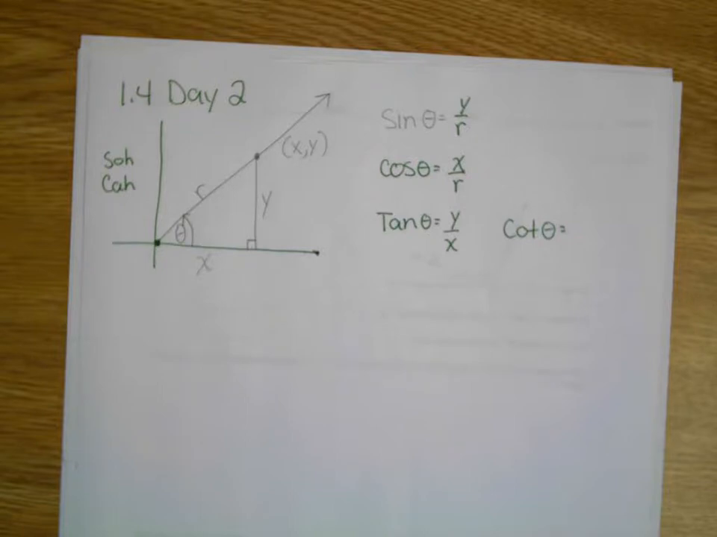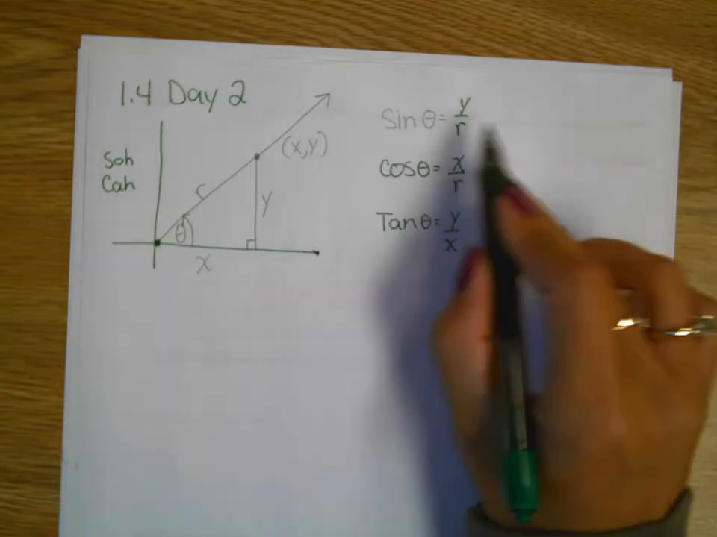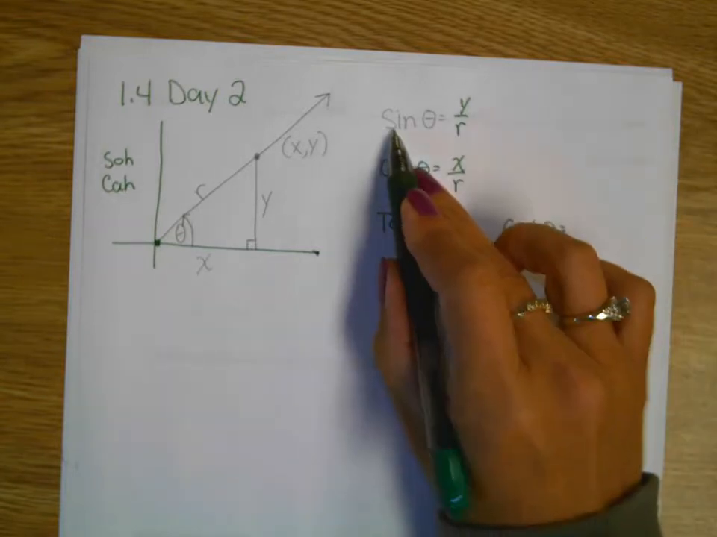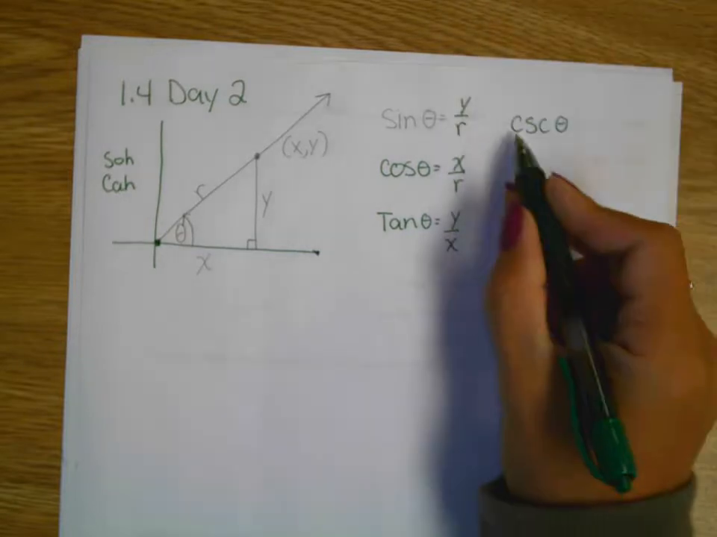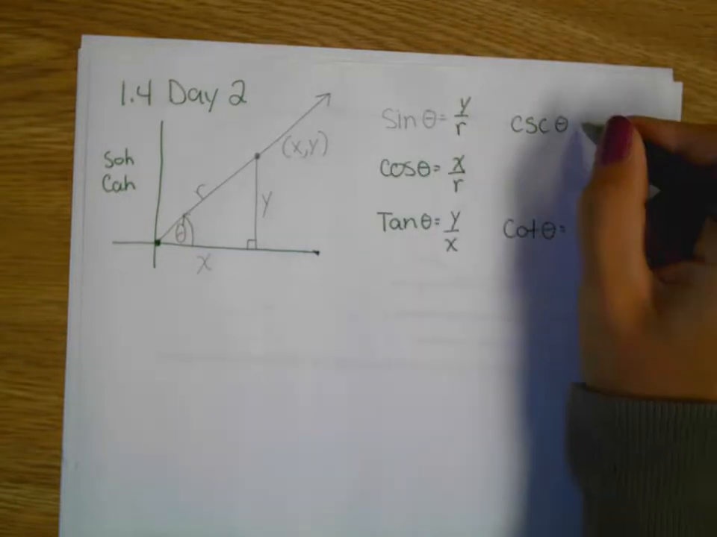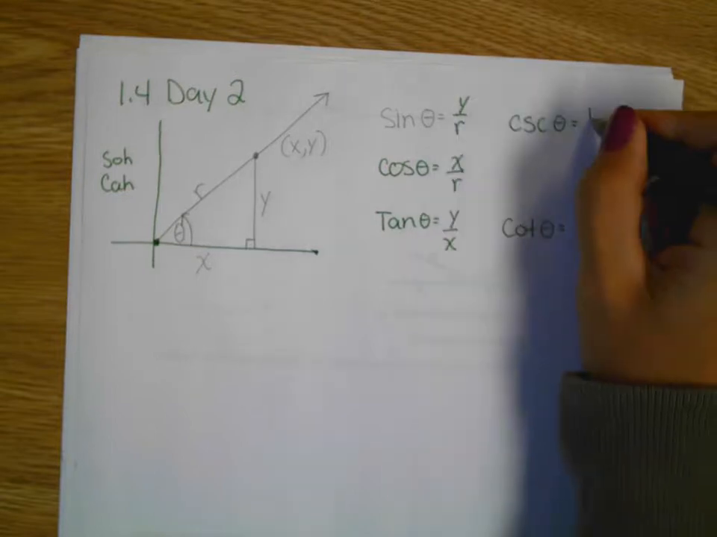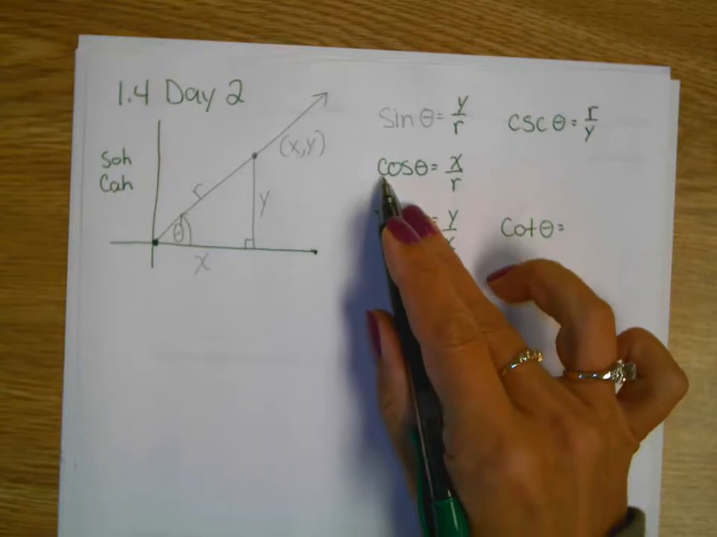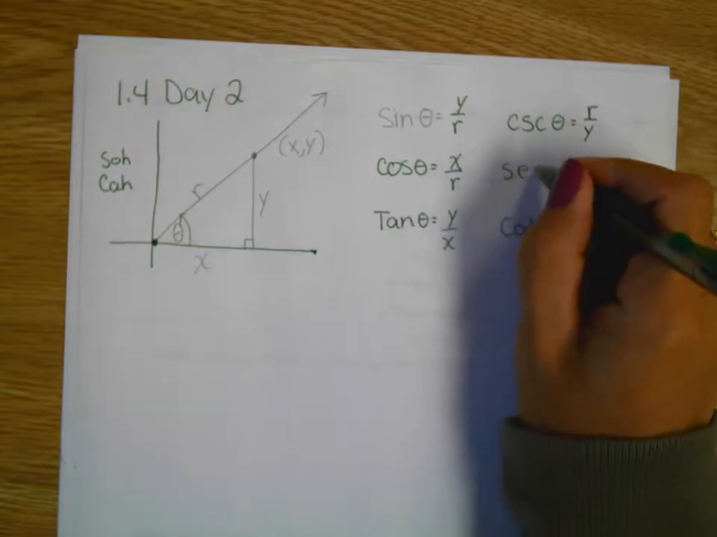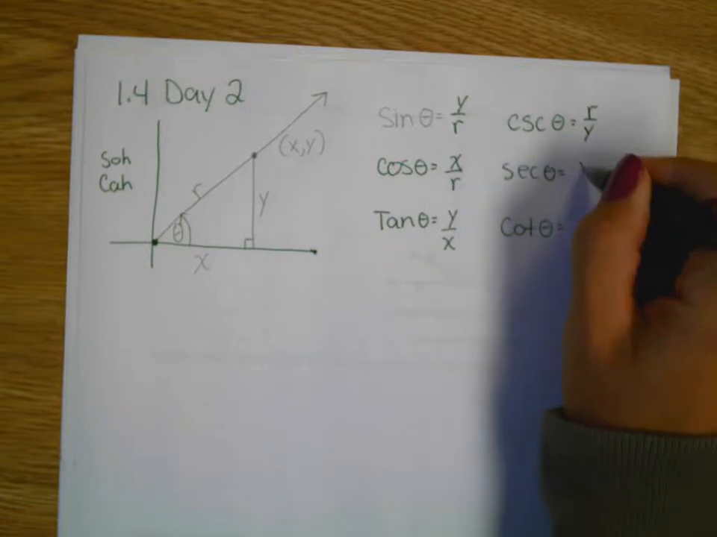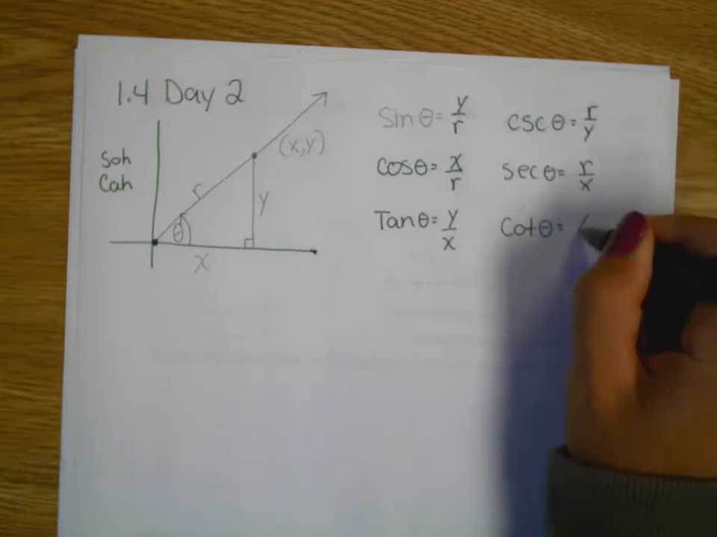Do you remember what I told you? Yes, you need an S function with a C function. So sine starts with S, so the cosecant one, starting with the C, goes with the sine. And again, they're reciprocal, so you just go r over y. And then secant will go with the one that's cosine, because that starts with C. The next one starts with S. r over x. And then we got y over x.